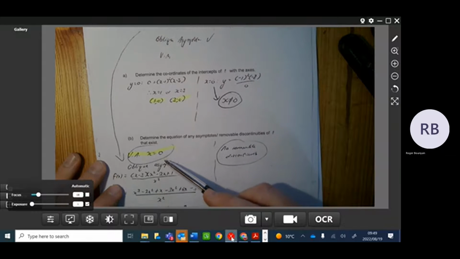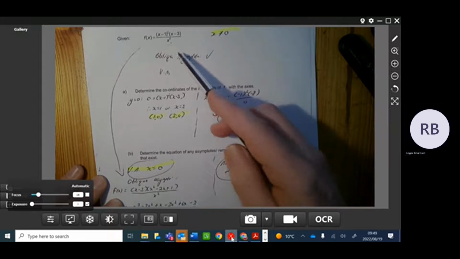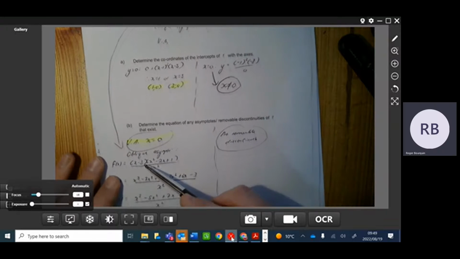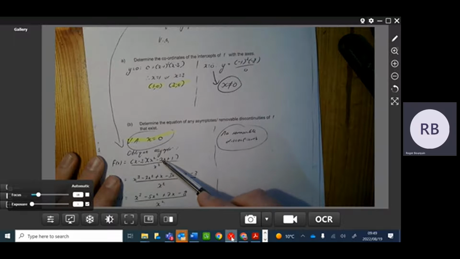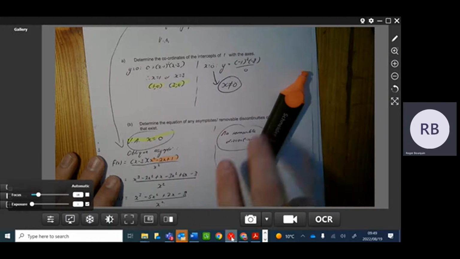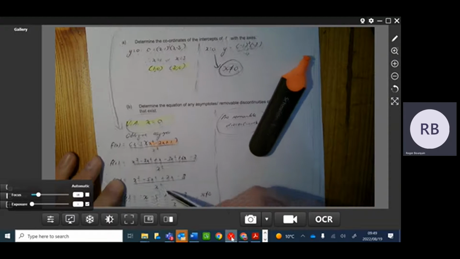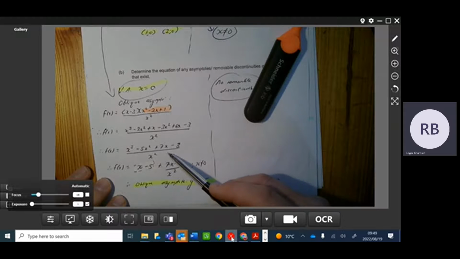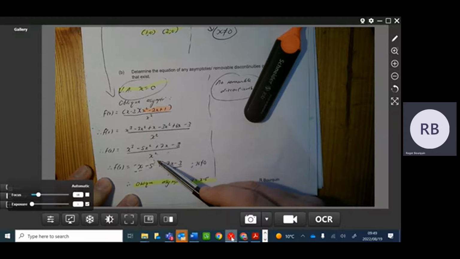Okay. To find the oblique asymptote, I'm going to have to now multiply out and then divide. So when I multiply that out, I get (x minus 1) squared becomes x squared minus 2x plus 1. If I distribute the x and the negative 3, it ends up being x cubed minus 5x squared plus 7x minus 3 over x squared. Right, now I've got to do the division.